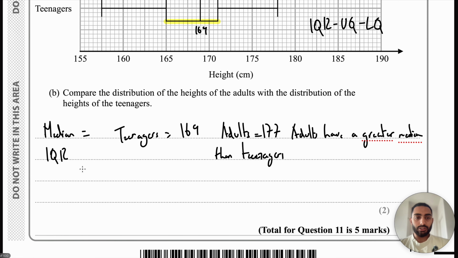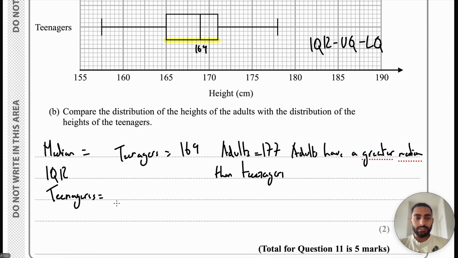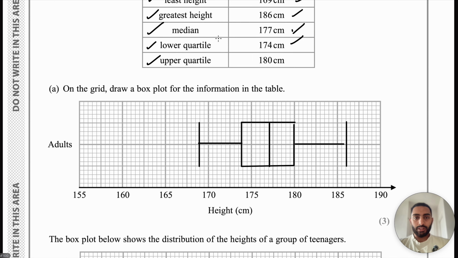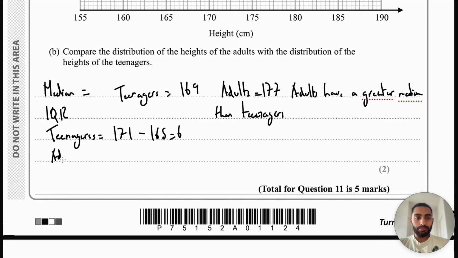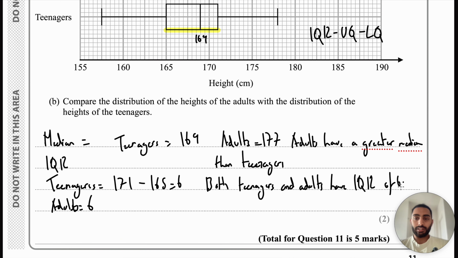So let's work it out for the teenagers. So the upper quartile here, that's 170, that's 171. So 171 minus 165, which is 6. And then for this one, we're doing 180 minus 174, so that would also be 6. So adults is also 6. So the teenagers and the adults both have an interquartile range of 6. So just write the both teenagers and adults have an interquartile range of 6.